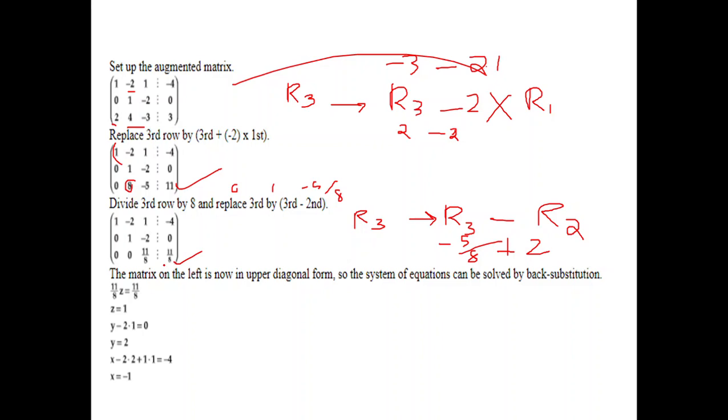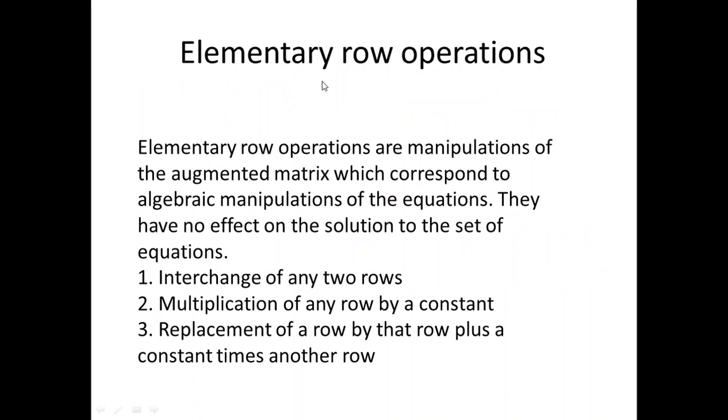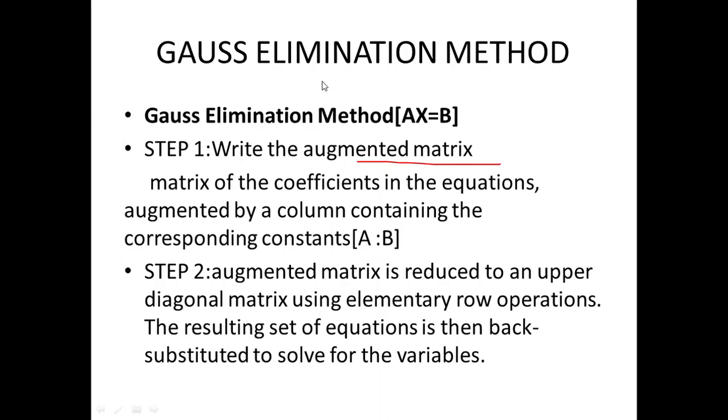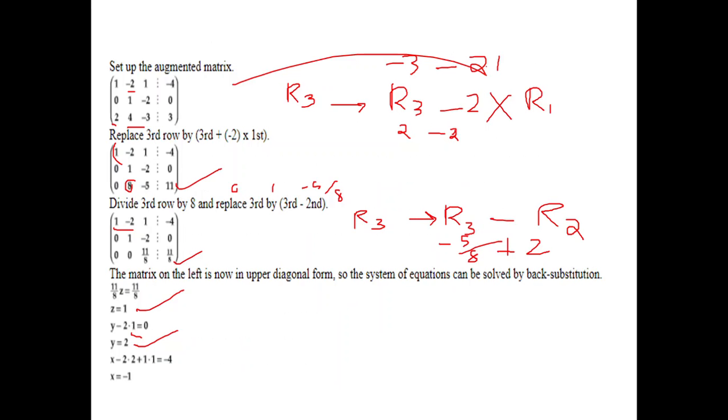Now this is in the reduced form. So x into 0 plus y into 0 plus z into 11 by 8 equal to 11 by 8. From that we get z equal to 1. And now we have to back substitute. From the second row, x into 0 plus y into 1 minus 2 into z equal to 0, and the z value is 1, so y equal to 2. Knowing the z and y values, we get the value of x from the first row. That is the back substitution. So here we have done the Gauss elimination method. First we write the Ax equal to B form, then the augmented matrix, then the row operations. Okay, thank you.